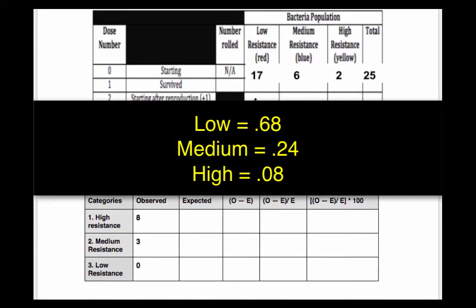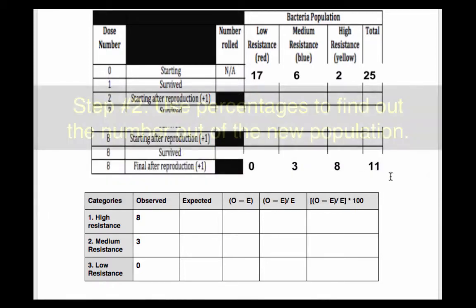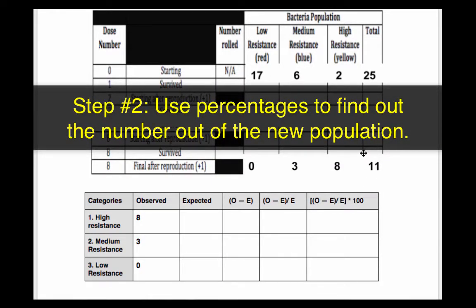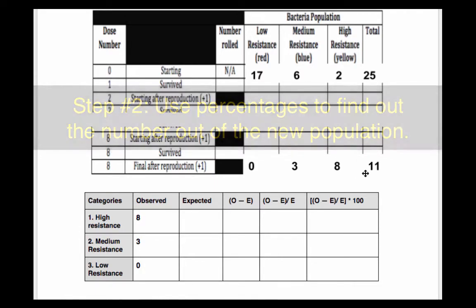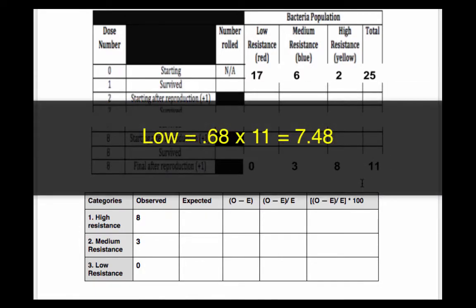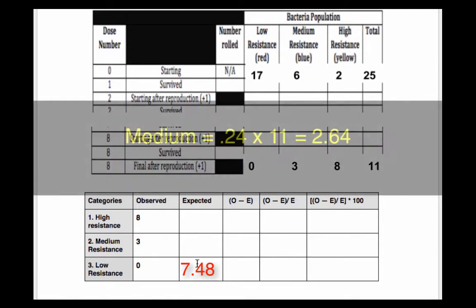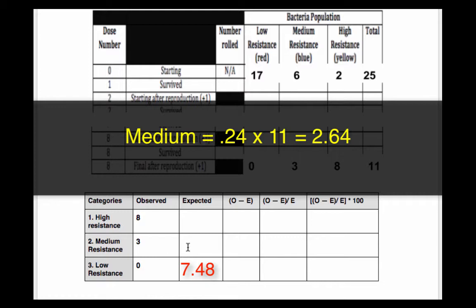And then we have to find out how many bacteria that is out of our total. So for our first one, our 0.68, we can do 0.68 times 11, and that would give us 7.48 expected, and that would be for our low resistance. So out of our 11, we expect 7.48, and we're going to put in the decimals. Then our 0.24 times 11 should give us 2.64 medium resistance bacteria.